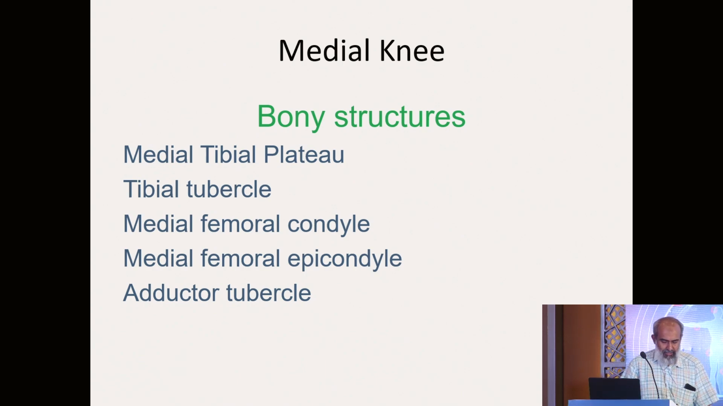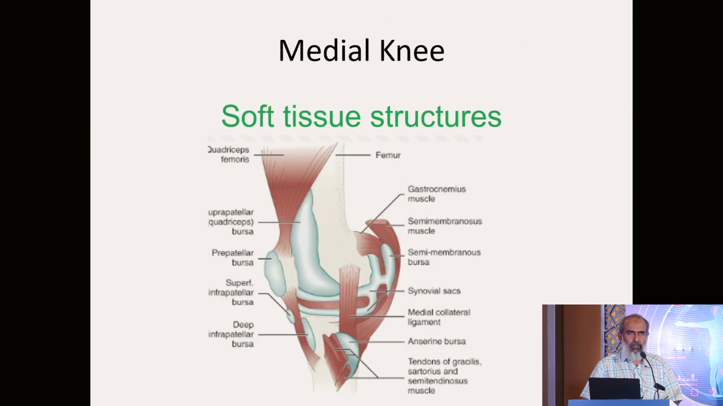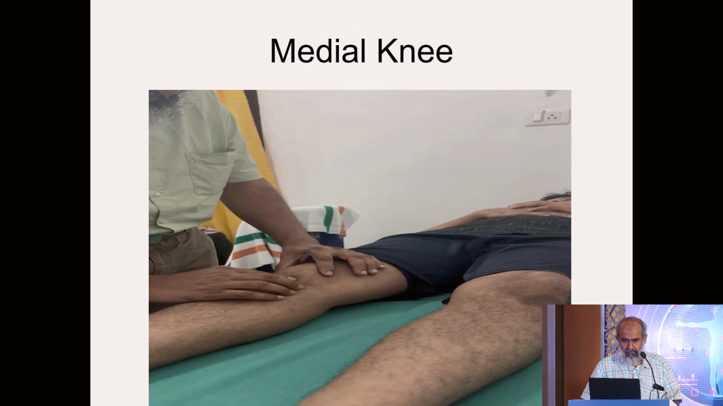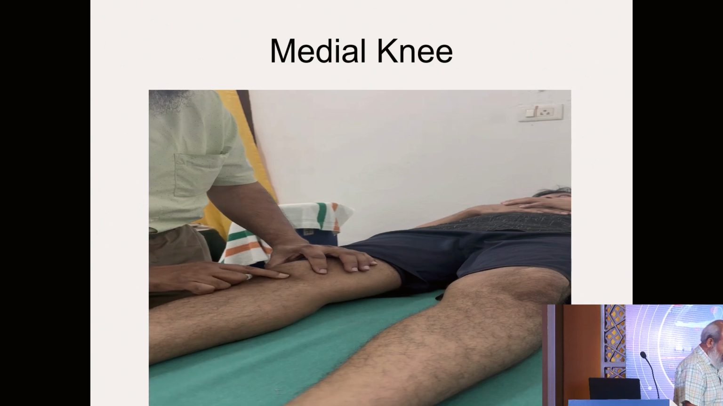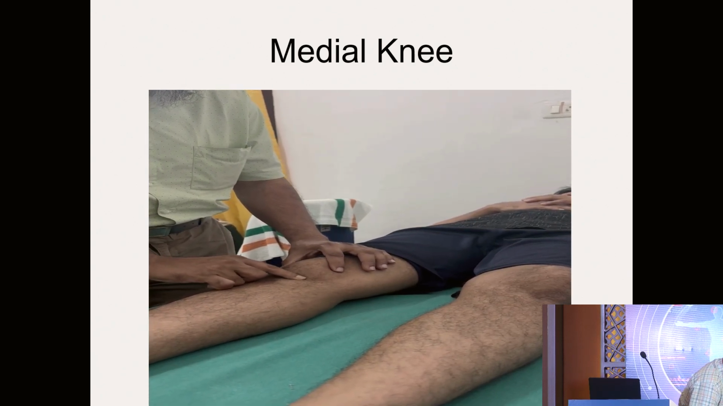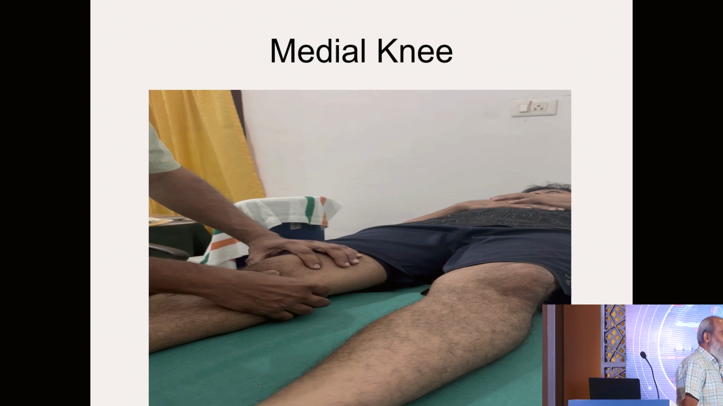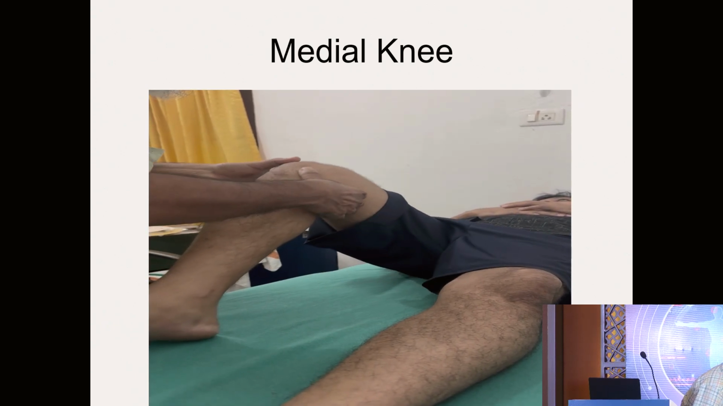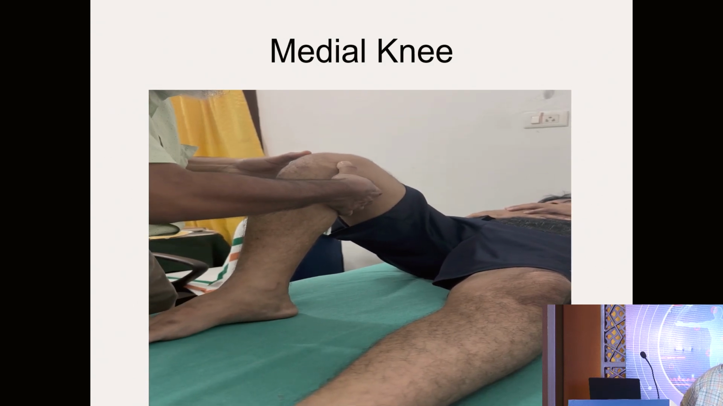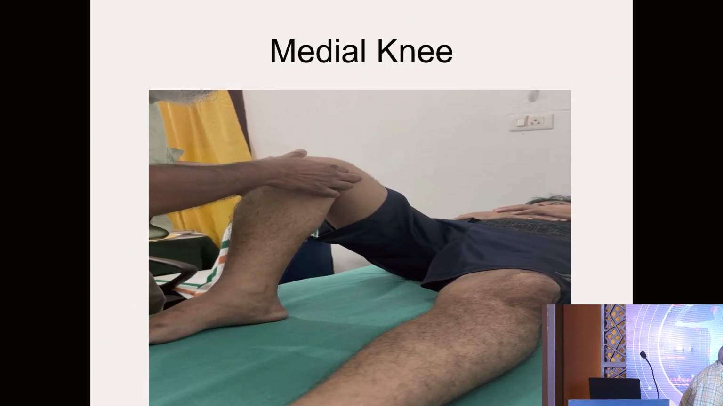Now, in the medial knee, these are the major bony structures, and these are the soft tissue structures. You have the medial collateral ligament and the pes anserine bursa, all these things. So you come from the side of the patellar ligament and come down. You can keep your finger on your own knee, on the side of the patellar ligament, and feel it coming down, and you will get the tibial plateau. Then flex it and go up from the tibial plateau.